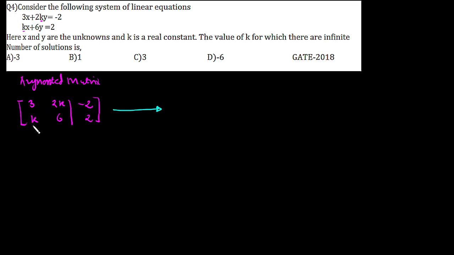Now I want to make this entry 0. If I divide the first row by 3, multiply by negative k, and add it to the second row, then this entry will be 0, and it is our aim to make this matrix in echelon form. So let's write it here. What we are going to do is subtract this multiplication from the first row.